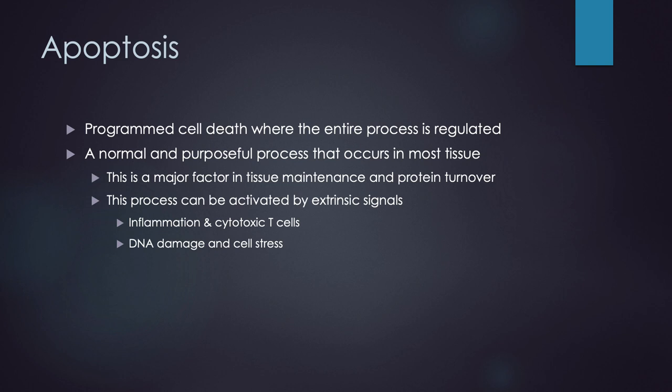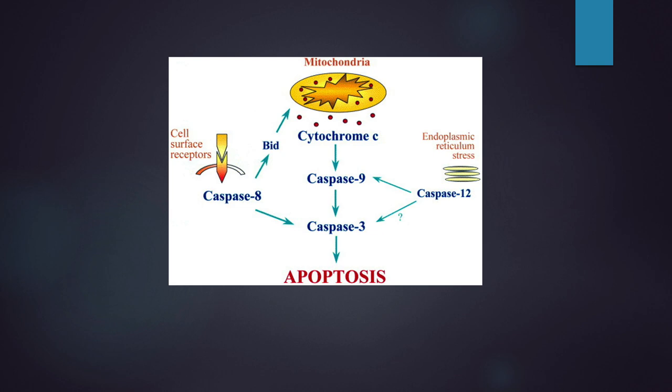Okay, so that's why I'm bringing this into play here. With apoptosis, this is very organized. It's very controlled. This is considered programmed cell death, and it is a central feature of normal tissue development and turnover. Apoptosis, as I said, can be triggered by chronic inflammation or DNA damage.